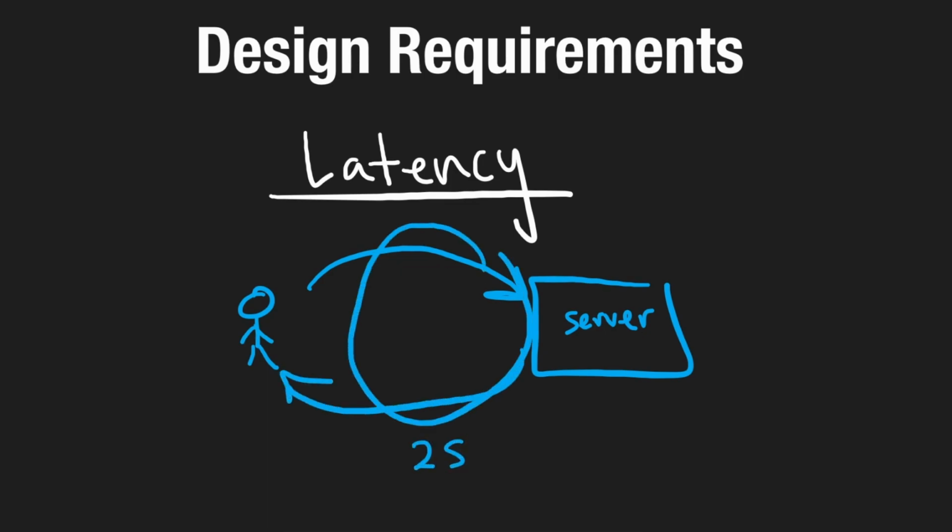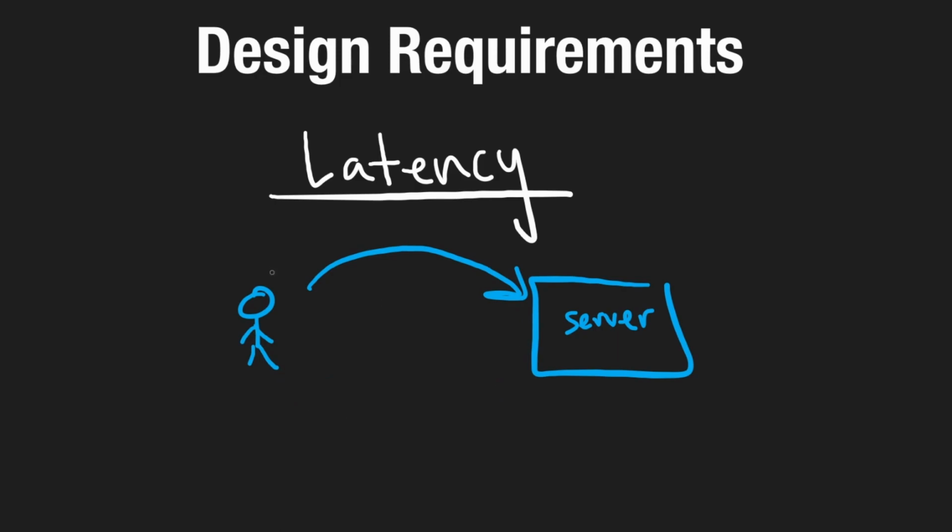Latency could be caused by the network. Maybe a user is very far away from our server. Maybe they're on the other side of the world. So maybe for that user, it takes 2 seconds to get a response. But maybe for a user who's closer to the server, it just takes 1 second to get a response.